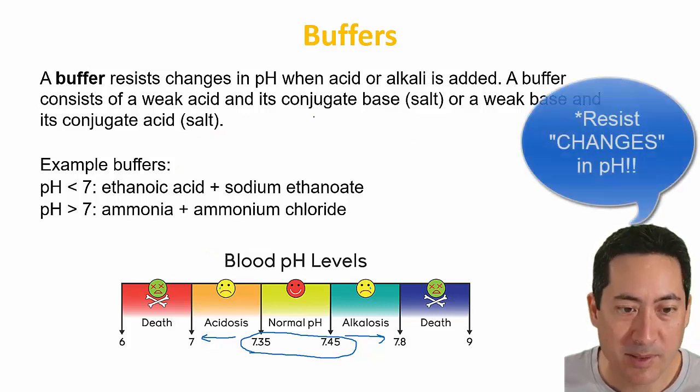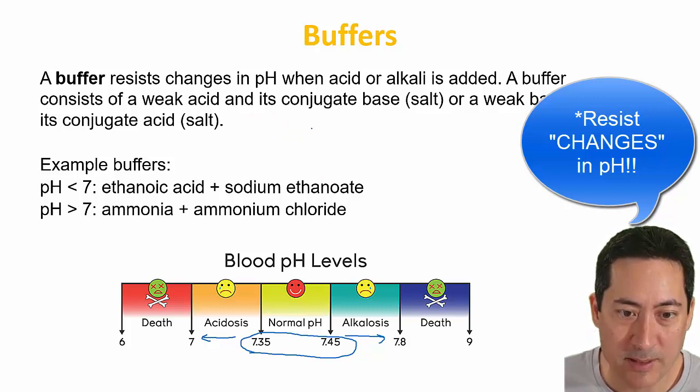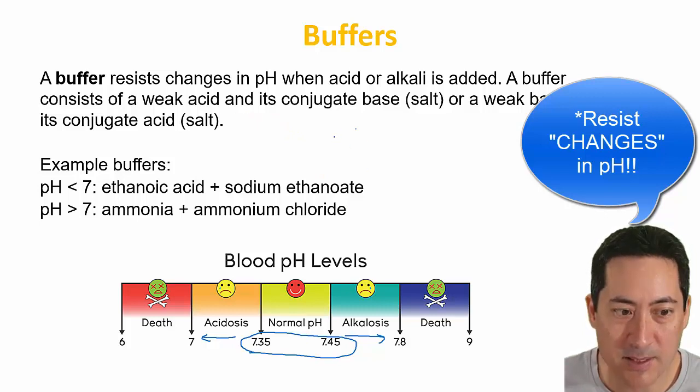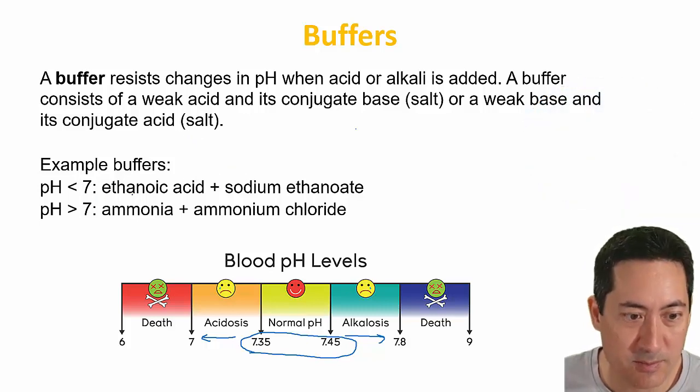So what is a buffer? A buffer is something that resists pH change. It's made up of a weak acid and its conjugate base, or a weak base and its conjugate acid. And so we'll look at how that works. Here are some simple examples.